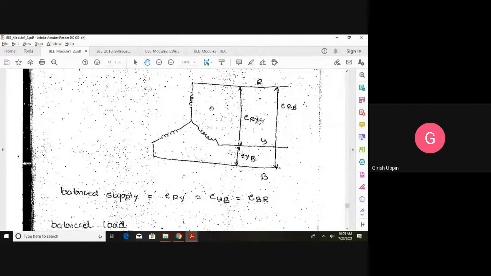Now this is the diagram you can see. This is R, this is Y, and B, and the terminal voltage or the line voltage between R and Y is ERY, between R and B is ERB, and between terminals Y and B is EYB. These are called line voltages because we are measuring at the terminals here. So this is the generator and these are the terminals. We are getting the supply. Balanced supply means ERY is equal to EYB is equal to ERB.